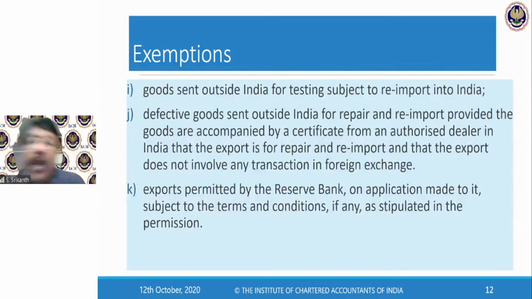And this is an area where you as a finance person have to be very thorough with the technology of your company. You can't simply be ignorant of your technology. You should see what is the part going out, what is the testing happening, and when it will be re-imported. You should be in touch with the operations guys. Okay? Defective goods sent outside India for repair and re-import, all that. Export permitted by the Reserve Bank on application made to it.